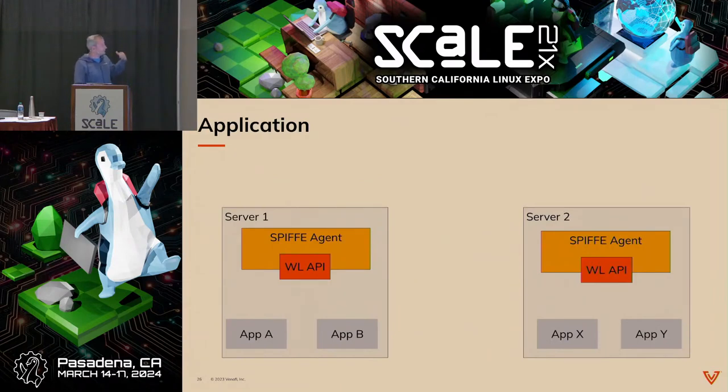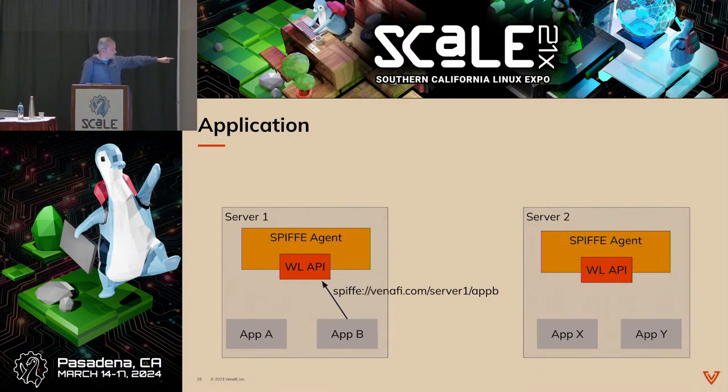We are now back to our two servers, but this time we have added the SPIFFE agent, which runs locally on each of the servers, and it exposes the workload API through a local socket on that server. So application X will never be able to reach the workload API on server 1, for example. It will only be able to reach the workload API on server 2. So we are going to request a SPIFFE SVID from the workload API. It's going to get validated and attested in the background. Again, more on that attestation and verification process later.